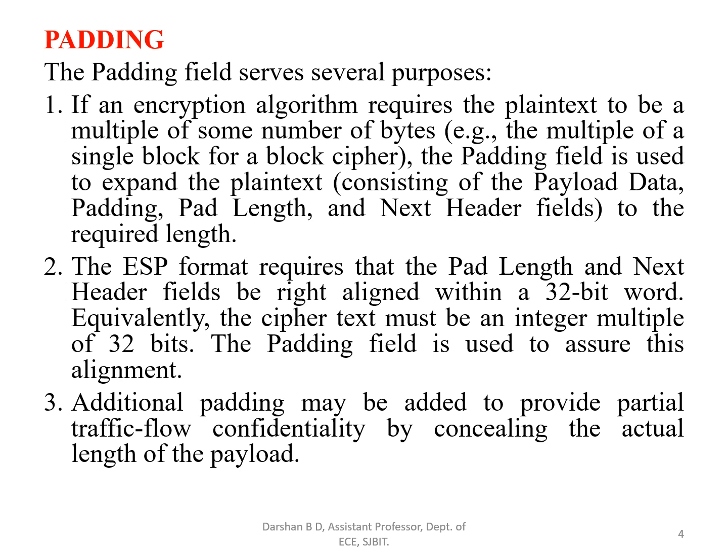The ciphertext must be an integer multiple of 32 bits. The padding field is used to assure this alignment. Additional padding may be added to provide partial traffic flow confidentiality by concealing the actual length of the payload. So this is the padding we use for alignment, to match the format.